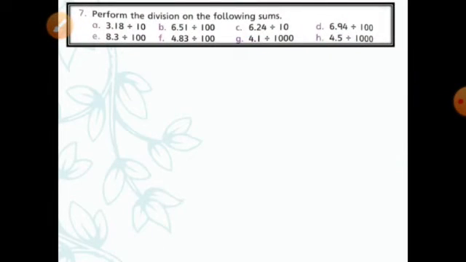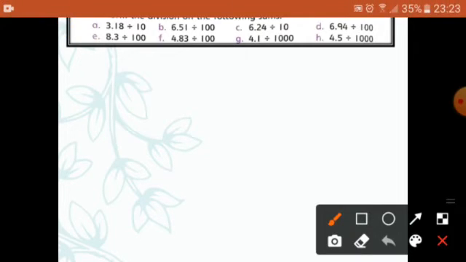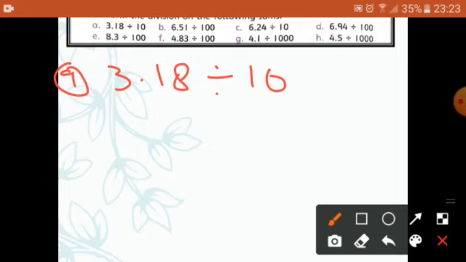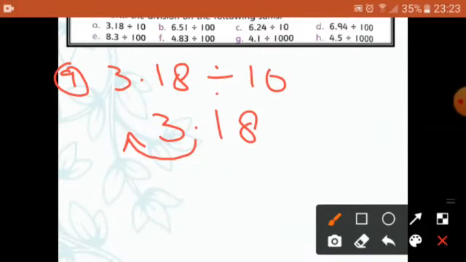Perform the division on the following sums. 3.18 divided by 10. As A part is here, 3.18 divided by 10. So as we have discussed, dividing with 10, we have to move the decimal point towards left. So how many zeros are here in 10? Only 1 zero in 10. So that means only one decimal place we have to move towards left.